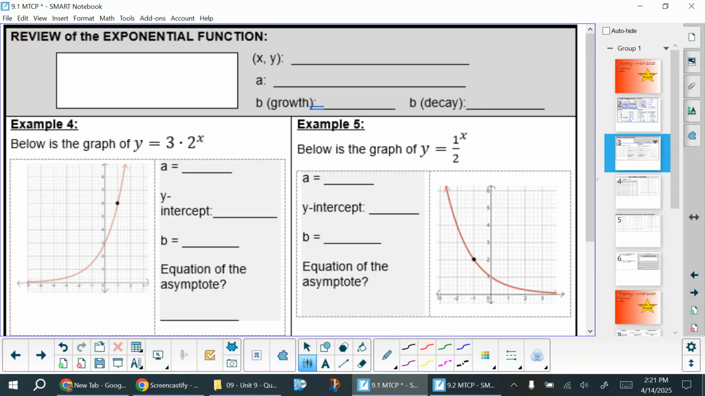Okay. The next function family we talked about was the exponential function. This is the one we just did. Basically, last week, we took a test on it. So y equals a times b to the x. And as before, (x, y) is just a point on the graph.